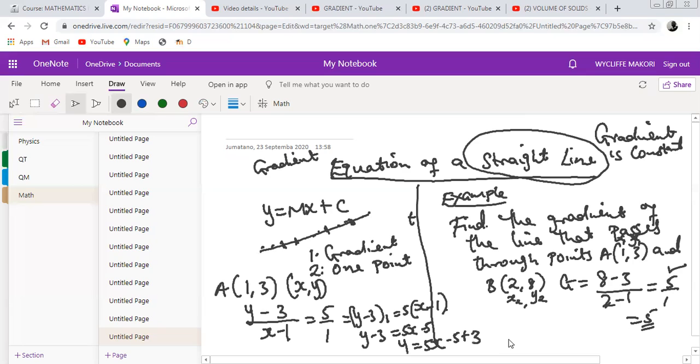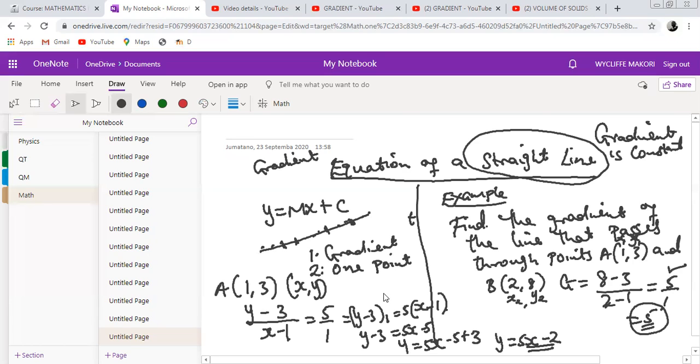So y would be equal to 5x minus 2, because minus 5 plus 3 is actually minus 2. And this is actually the equation for that particular straight line. Note the procedure. Procedure number 1, you get the gradient.